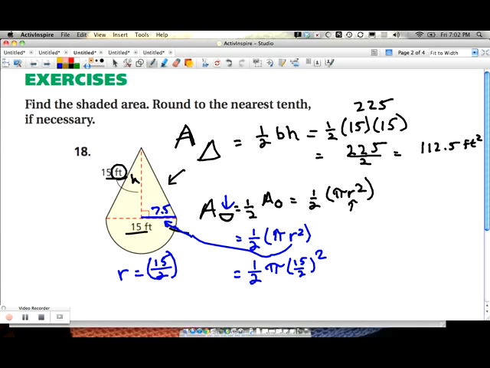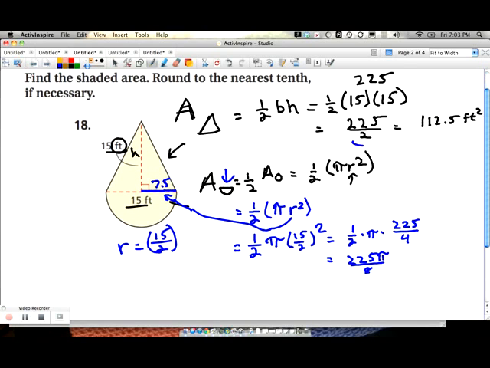Well, this is 15 over 2. And let's simplify that a little bit. 15 squared is going to be 225. 2 squared on the bottom is going to be 4. So that means I have 1/2 times pi times 225 over 4. If I were to simplify that just a little bit more, it'd be 225 pi over 8.